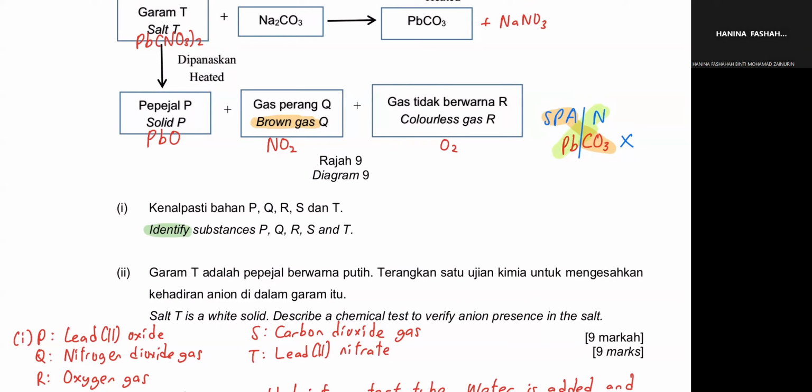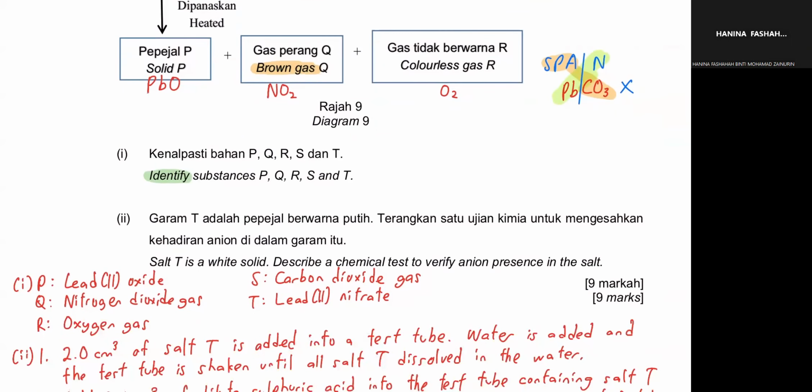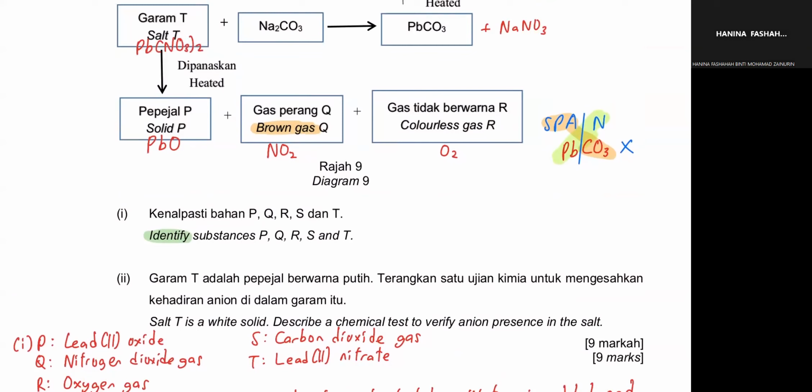Okay. Now, question 2, part B2. They actually ask you to do a chemical test to verify anion presence. So salt T is what? Pb nitrate. Remember anion test and cation test. You have to remember some of it.